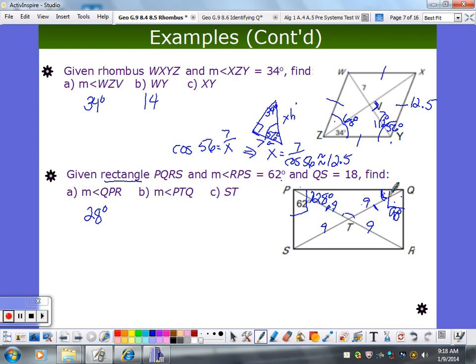This is an isosceles triangle. If one of the base angles is 28, what's the other one? 28. If these two are 28, can I find this one? Right? Triangle sum theorem, 180 minus 28 minus 28. I did all that. What did I get? 124. In here. So we're using all these little bits of information. ST, well, we've done that, right? ST is just 9, half the diagonal. So we're putting together just a lot of different things that we hopefully know.